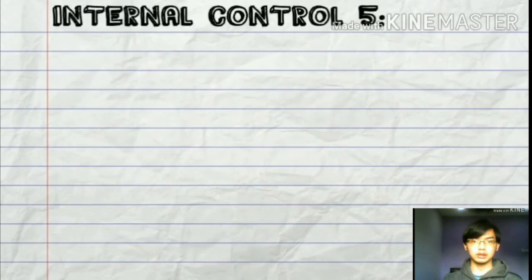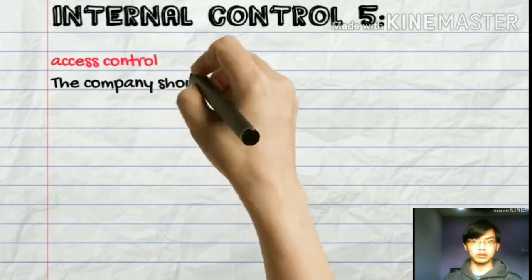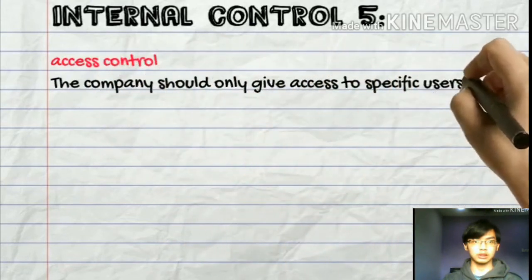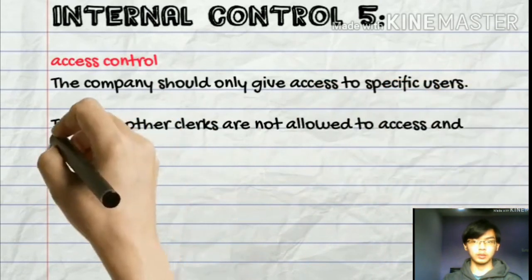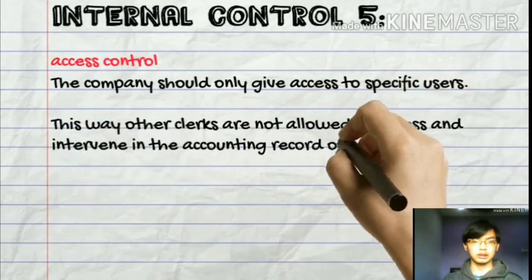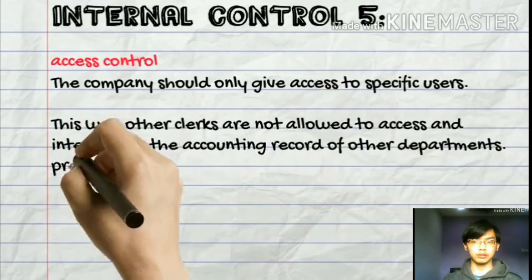The last internal control is by using access control. The company should only give access to specific users. This way, other clerks are not allowed to access and intervene in the accounting records of other departments, preventing any sort of fraud from happening.